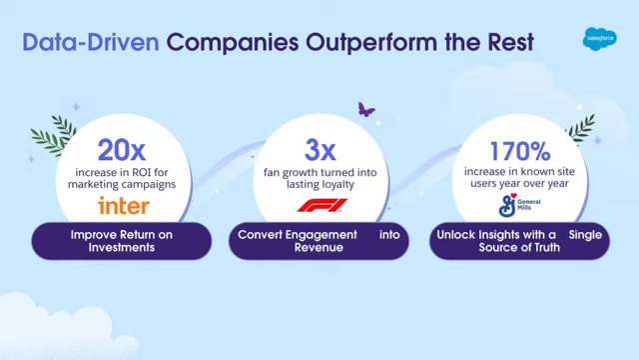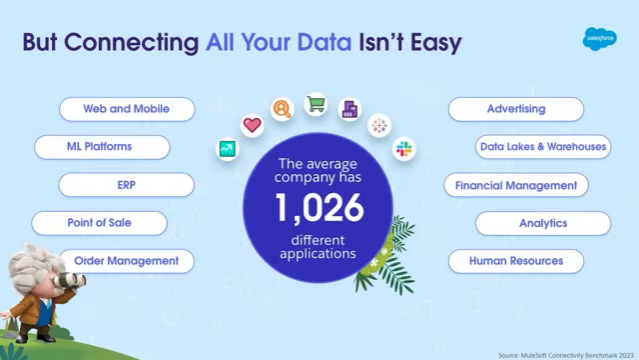But we know that connecting to all of your data and making that data accessible to your teams, especially on mobile, is no easy task. In fact, today, the average company has over 1,026 different applications. That's 1,026 applications that are being used to track and store bits and pieces of your customer data. This can be web and mobile engagement data, machine learning data, data in your external data lakes and warehouses, your CRM data, and so much more.